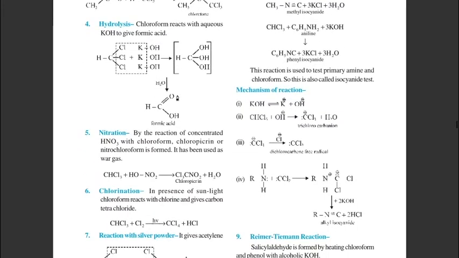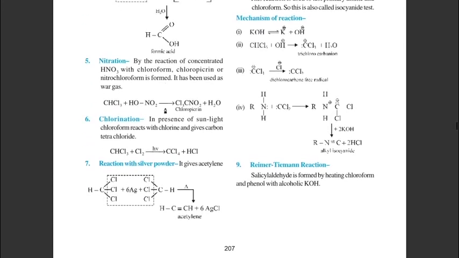Fourth property, hydrolysis. When chloroform is treated with aqueous potassium hydroxide, then upon hydrolysis it gives formic acid, HCOOH. This is the intermediate product. By the removal of 3 KCl molecules, 3 OH groups are attached to the same carbon atom. Since 3 OH groups are attached to the same carbon atom, it is highly unstable, readily removes a water molecule, and hence we get formic acid.